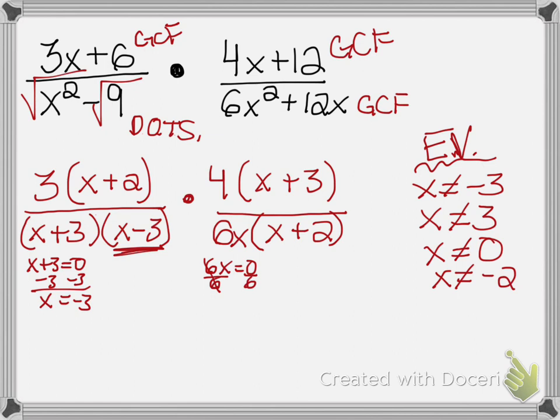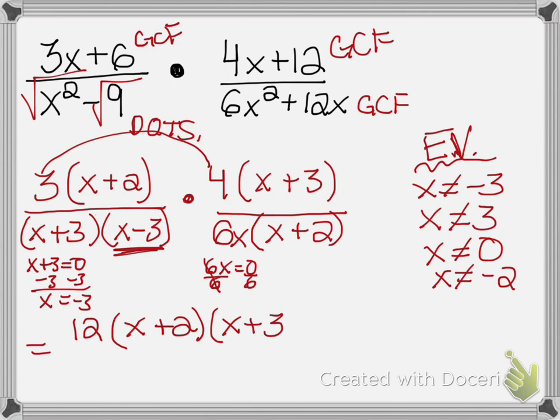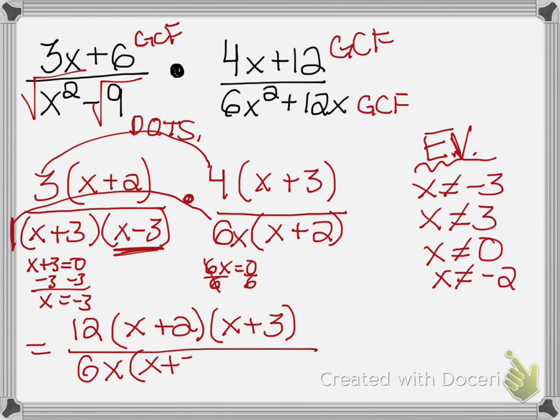So I'm going to multiply everything in my numerator straight across and everything in my denominator straight across. So 3 times 4 gives me 12 in the numerator. And then I'm just going to write out the factors I have in my numerator next to each other. And I'll do the same thing in my denominator. But since I have an imaginary 1 right here times the 6x, it will just be 6x. And then I'll write out all of my factors.